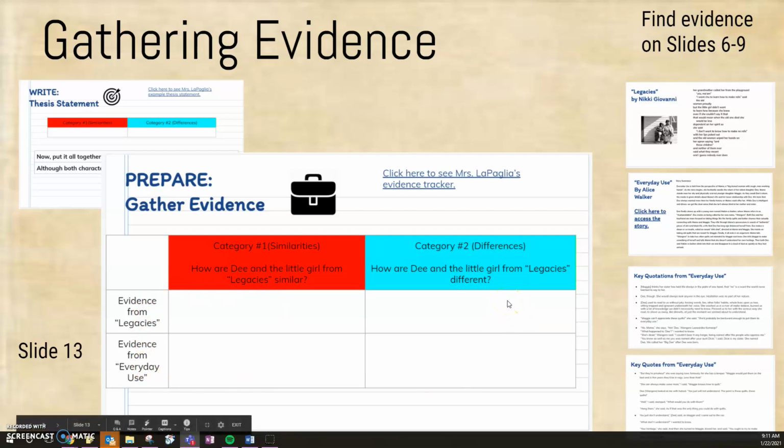Then, Category 2 are how the little girl from Legacies and Dee are different. Again, gather one from Legacies and one from Everyday Use, for a total of 4 quotations. You can find the evidence that you need on slides 6 through 9. Please pause the video to gather your evidence.